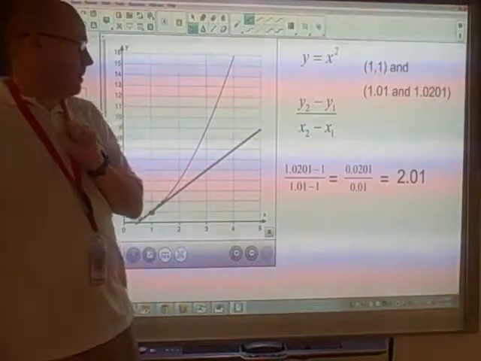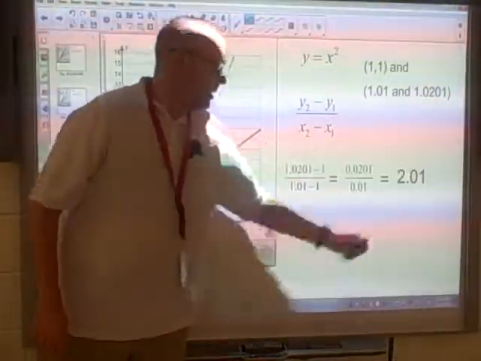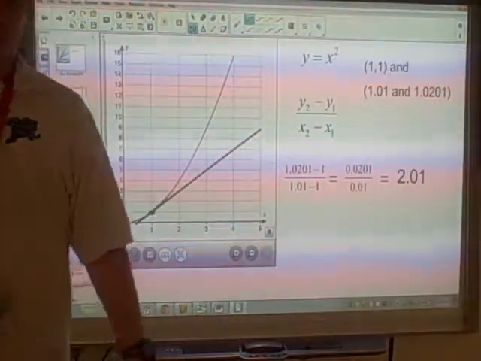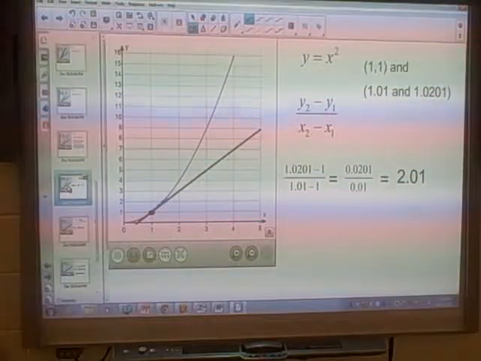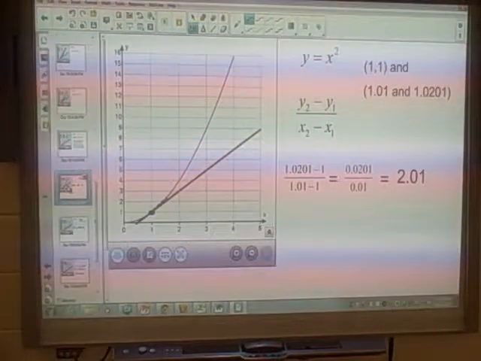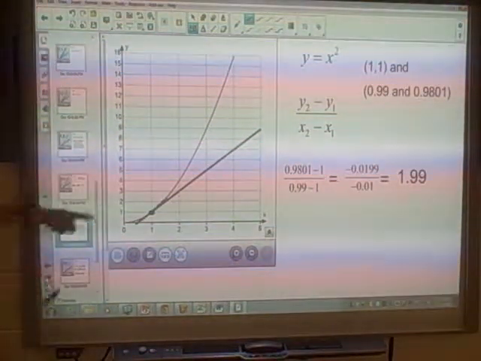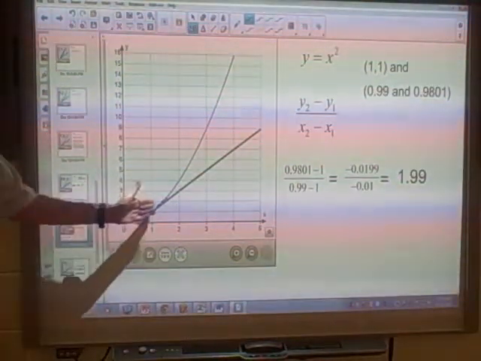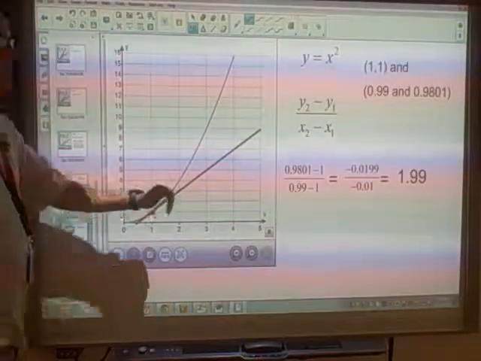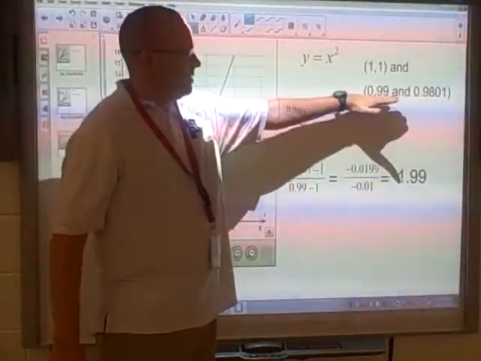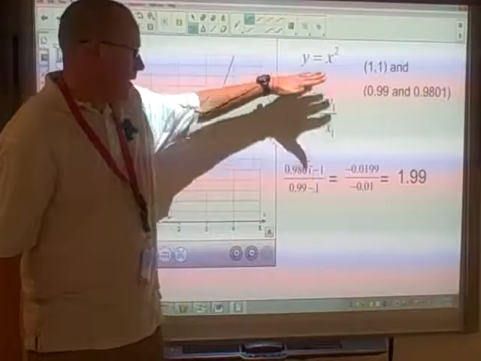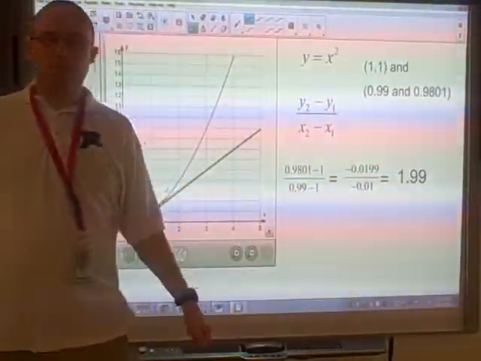If I plug them into the formula for slope, what I actually end up with is 2.01. Now remember, the actual slope we figured out was 2, so very good approximation if we choose 2 points very close to each other. Now you can also do the same thing by choosing 2 points on the opposite side. Choose the point itself and one to the left. And if we do that, so just a little bit to the left, 0.99, if you plug that in, then what you can see is 1.99.